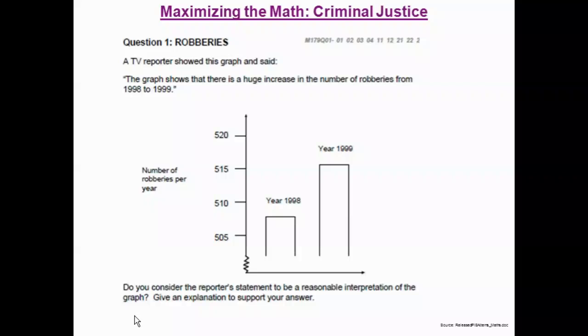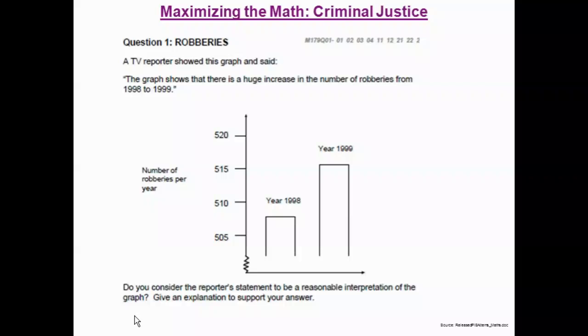All right. So if you're a criminal justice type person, you want to look at some statistics. So again, from the released PISA items, here's the scene. You have a graph, and a reporter showed it on TV and made the claim that there's a huge increase in the number of robberies from 1998 to 1999. Is the reporter's statement reasonable? And give an answer to support it.